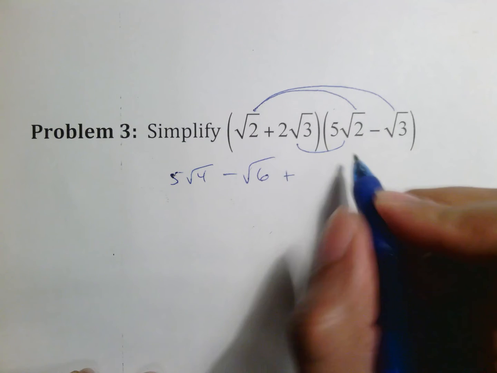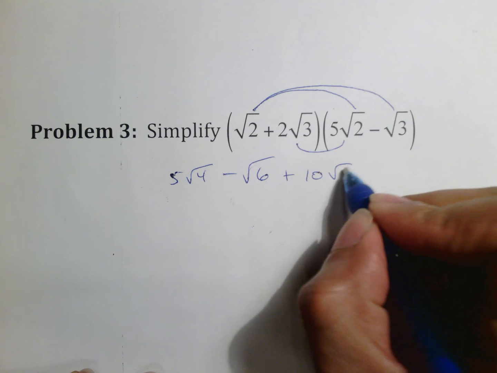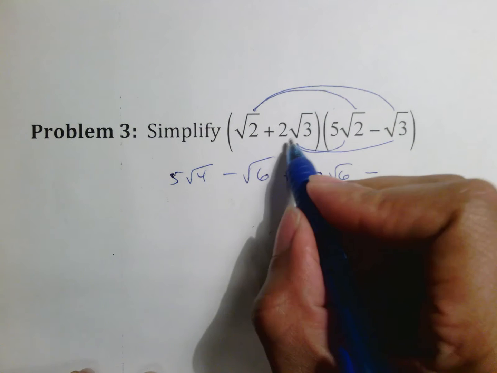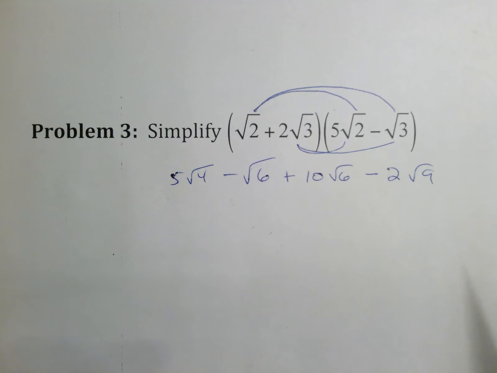This is going to be positive. Outside times outside is 10. Inside times inside is 6. This is also going to be negative. Outside number is 2. 3 times 3 makes 9. And that is our first step.